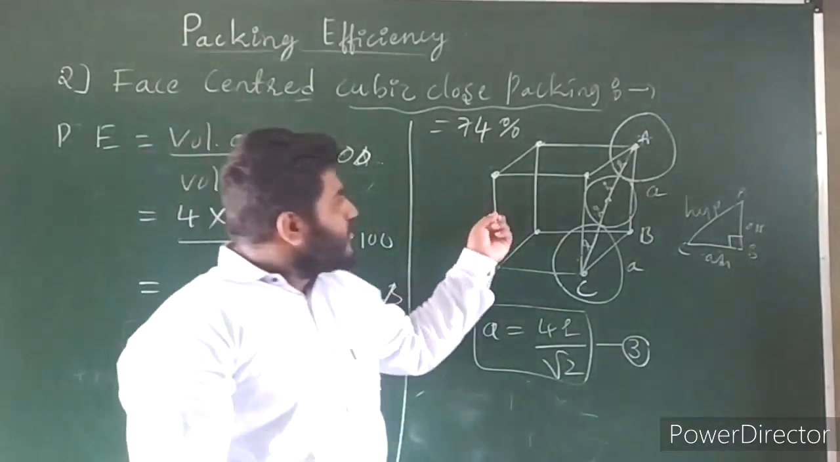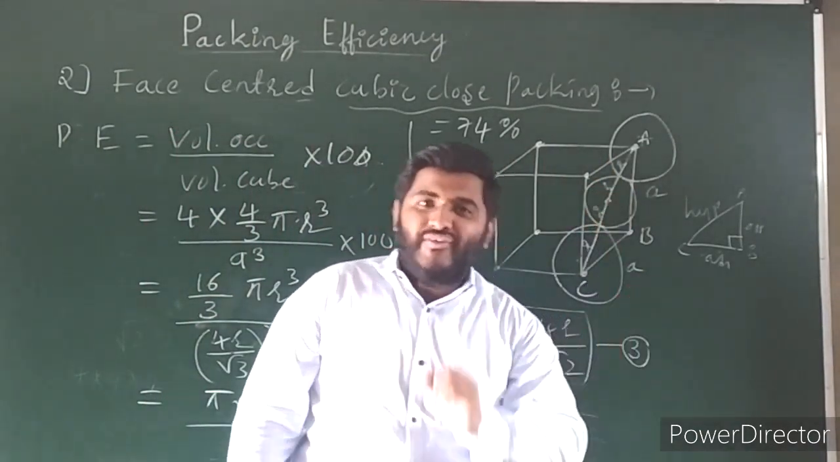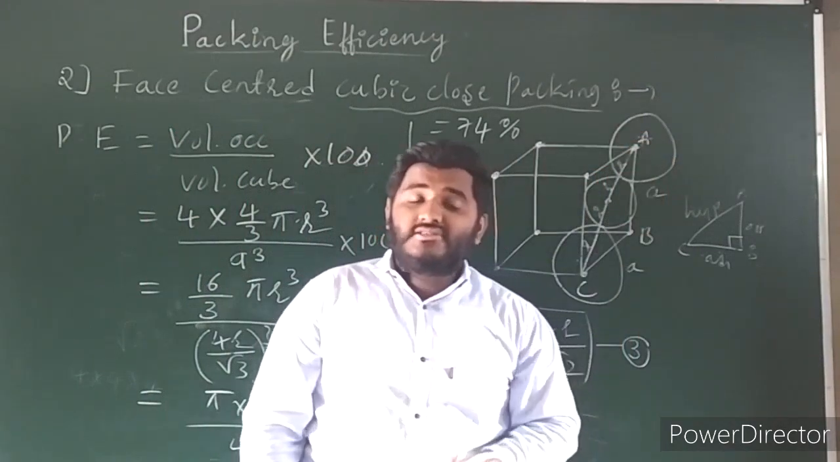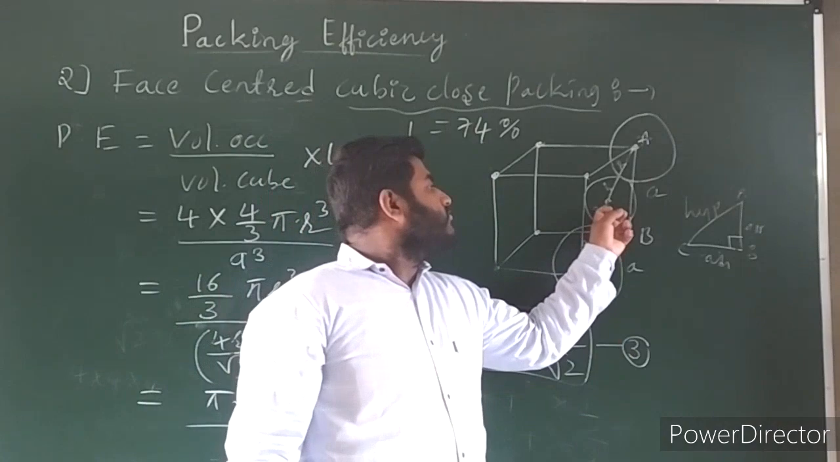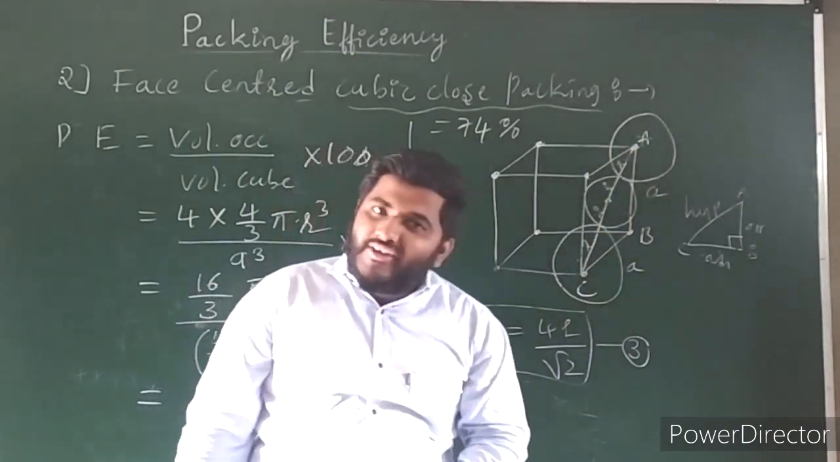See, guys, in a face-centered cell, one atom is present at each face. Therefore, here 3 spheres are required. What does this 3 spheres indicate? 3 atoms. So this R, total 4 R we are getting. AC is equal to 4R we are getting.